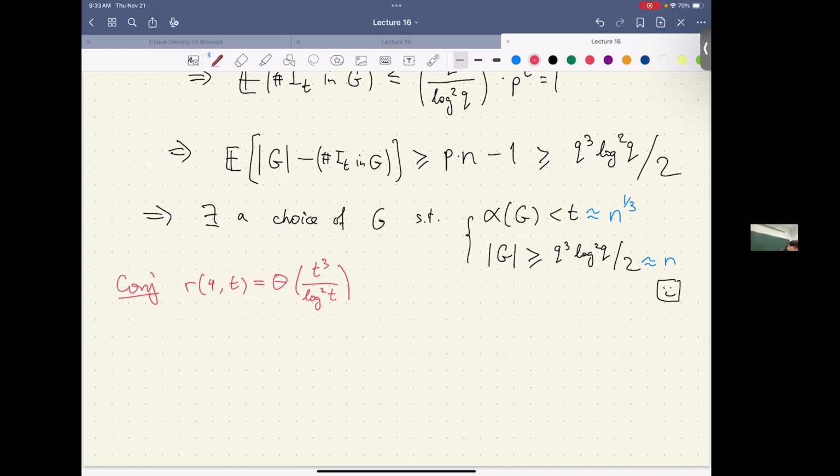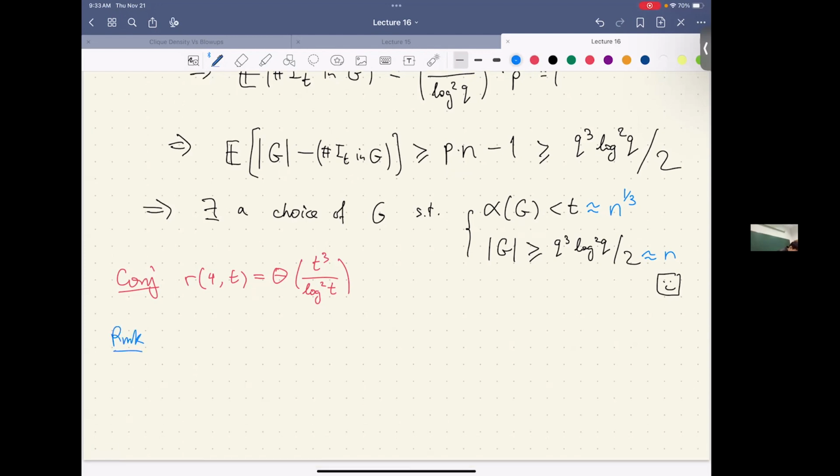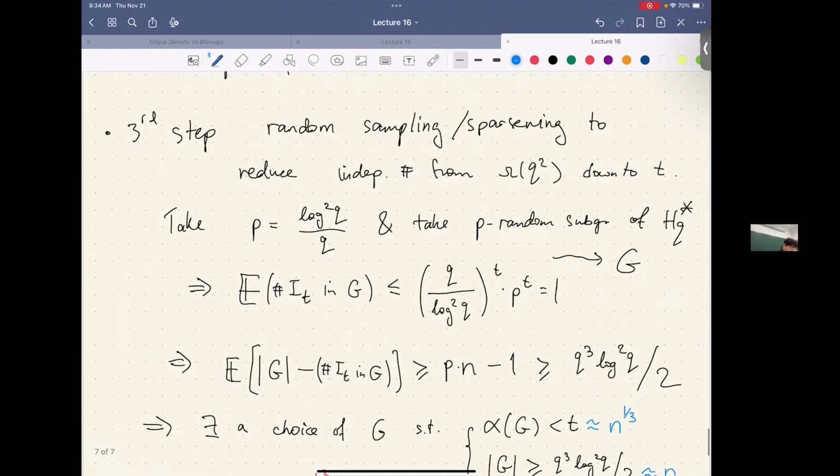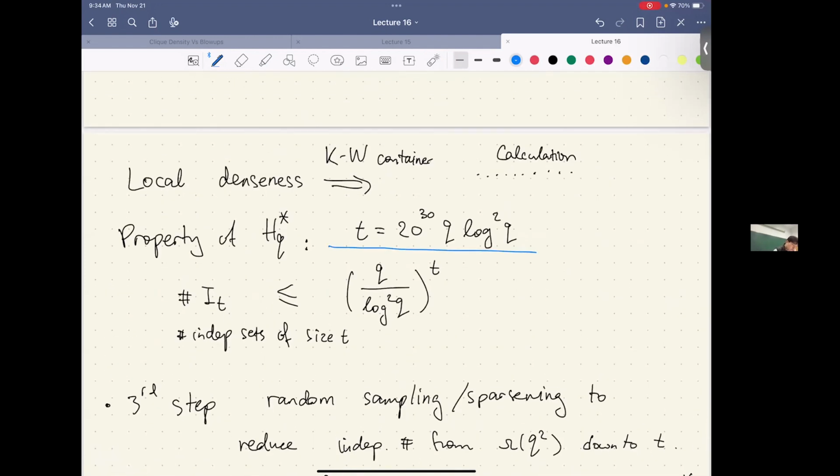So the obstruction remark: they believe probably we need to show, is it true that, so here, we take T to be roughly Q log Q squared, right? And this is Q squared over T, roughly some constant to the T. Yeah?